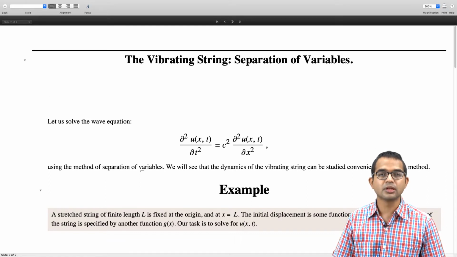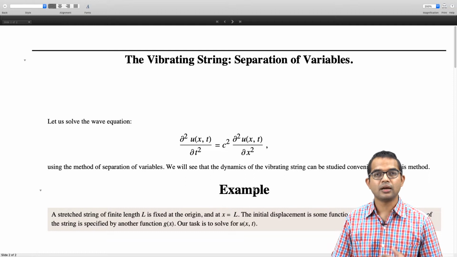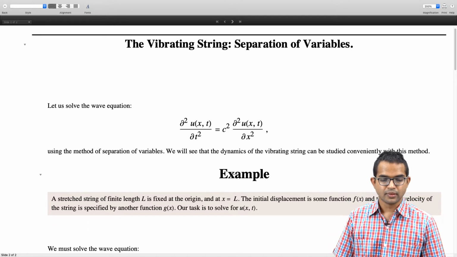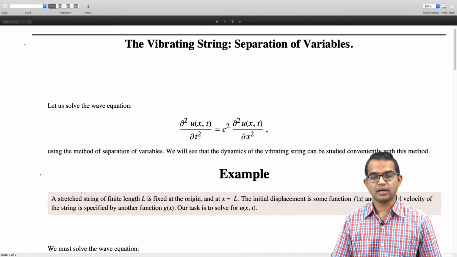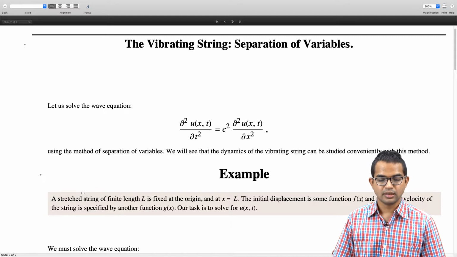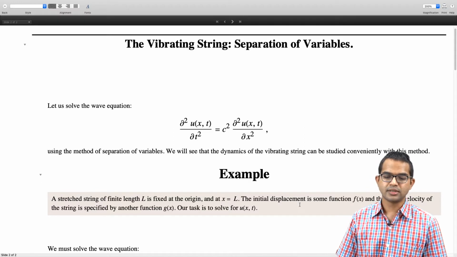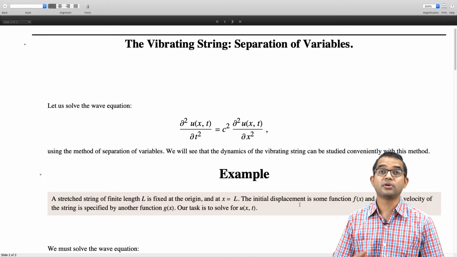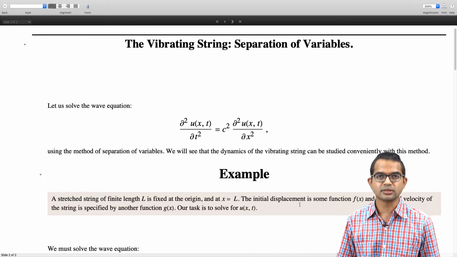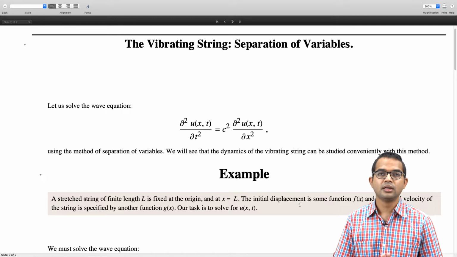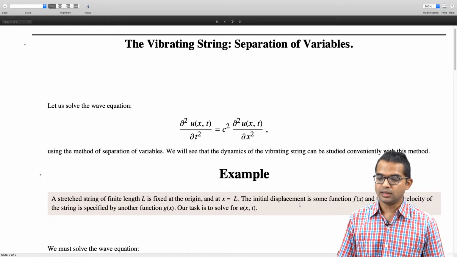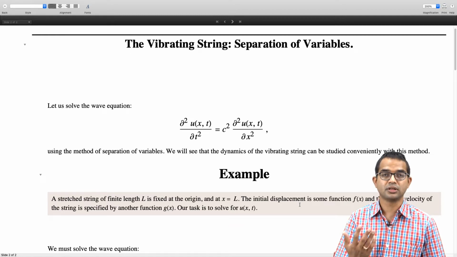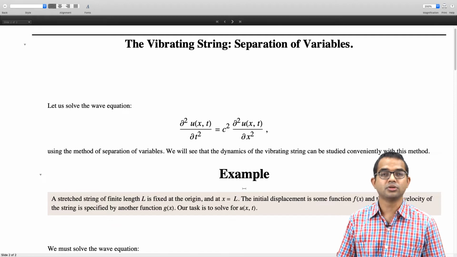So let us solve this problem using the method of separation of variables, applying it specifically to the problem of the vibrating string. So the stretched string, like we had before in the earlier lecture, is of length L. It's fixed at the origin and at x equal to L. The initial displacement is some function f of x, right. So f of x is some function such that it must be 0 at x equal to 0 and it must be 0 at x equal to L, and the initial velocity of the string is given by some other function. So at every point x there is a certain velocity associated with the motion of the string.